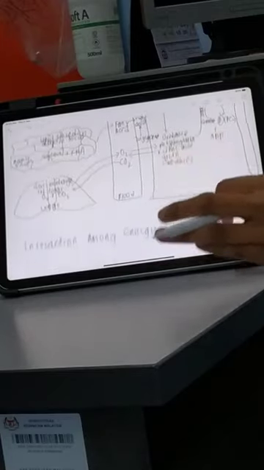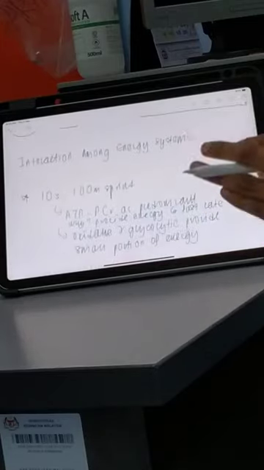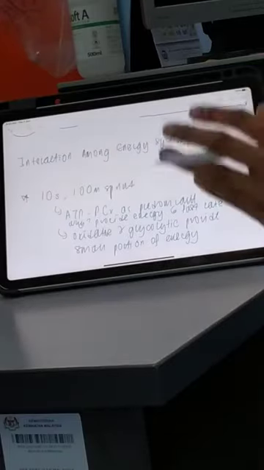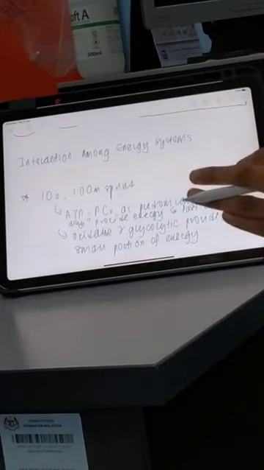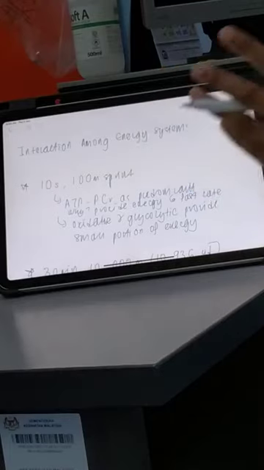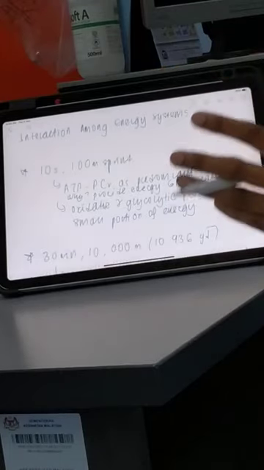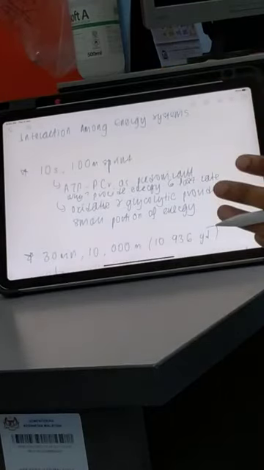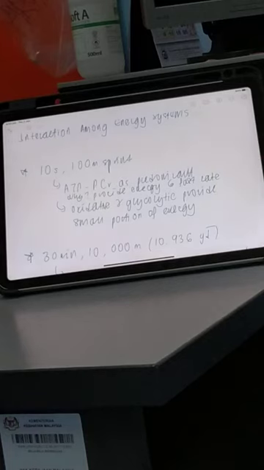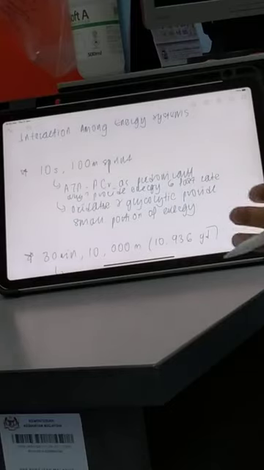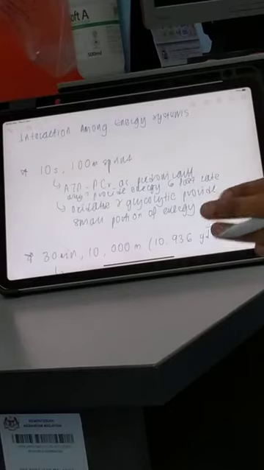Basically, the next one I'm going to talk about is the interaction among the energy systems. For a 10 second, 100 meter sprint, ATP-PCr is the predominant system. Why is it? Because it provides energy at a very fast rate. The other systems provide only a very small portion.